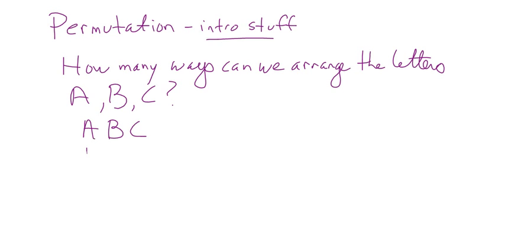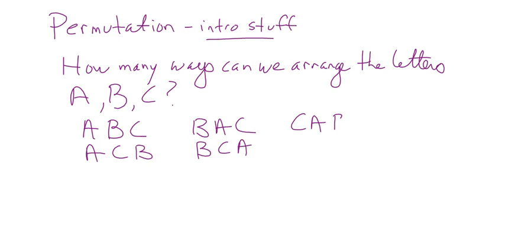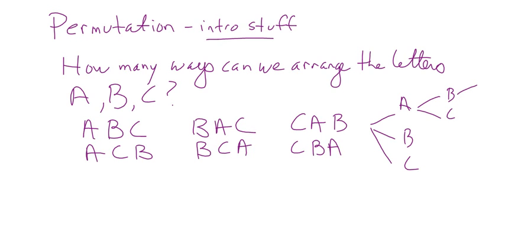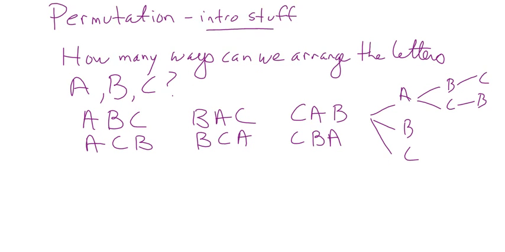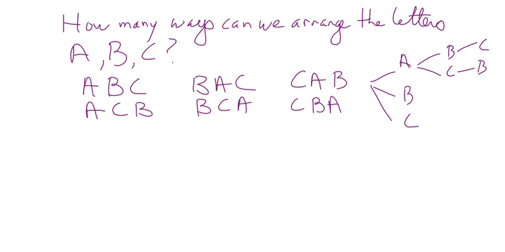We got A, B, C. We got A, C, B. We got B, A, C. We got B, C, A. We got C, A, B. And we got C, B, A, right? So those are the 6 distinguished. You could do that in a tree diagram, right? So you could go A. That could be my first letter, and then my second letter is a B or a C, and then my third letter is a C, or in this case a B, right? So, there's some way that you can list them all if you need to. Although knowing there's 6 ways, you should be able to come up with the 6 arrangements, right? That's pretty easy.